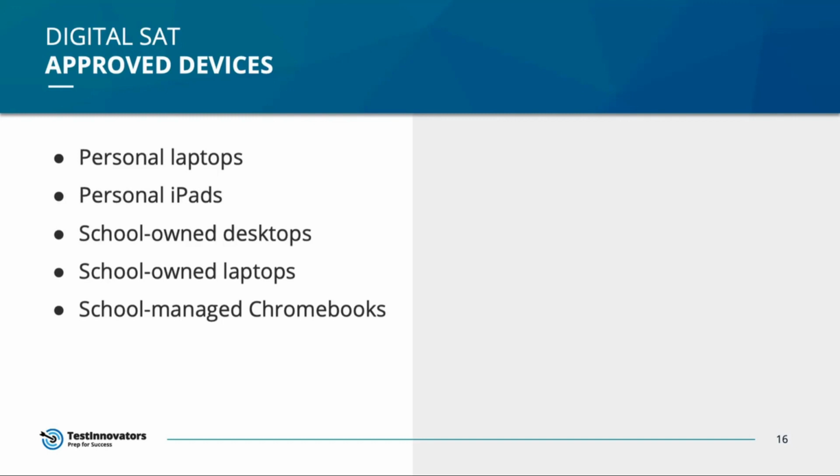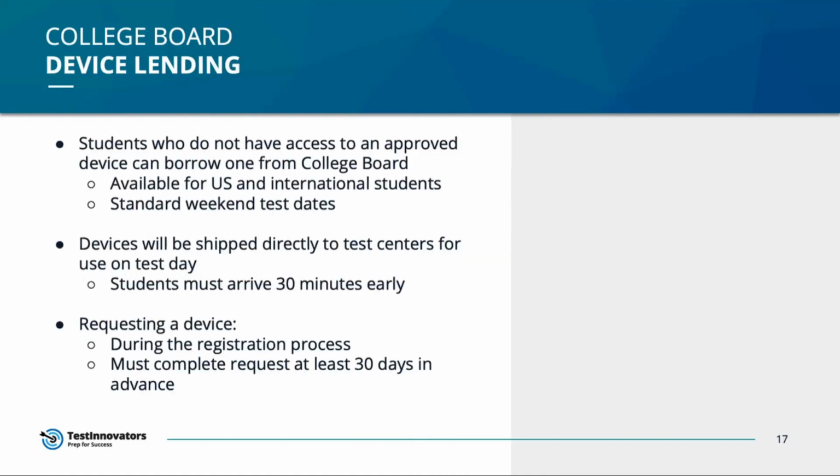Now, what happens if a student doesn't have access to one of these approved devices? College Board will allow students who don't have access to one of these devices to borrow a device. So they have a program in place for students who don't have an approved device. This is available for students both in the USA and international students. Any student, basically, who's taking the test on a standard weekend test date. Devices will be shipped directly to test centers for use on test day, which means that if you need to borrow a device, you need to arrive 30 minutes early.